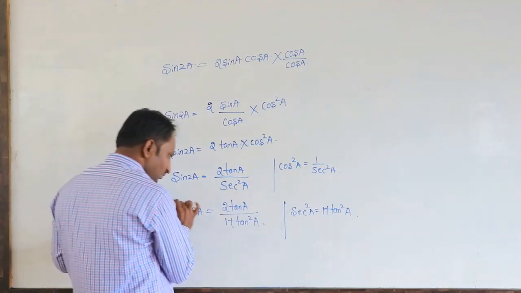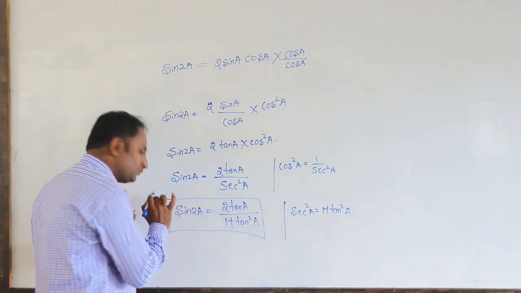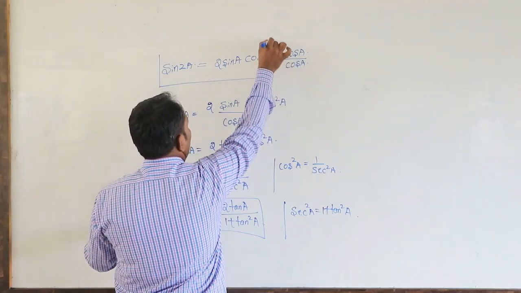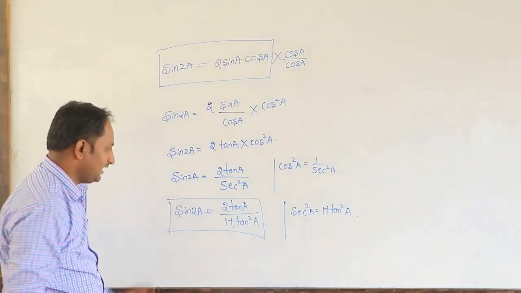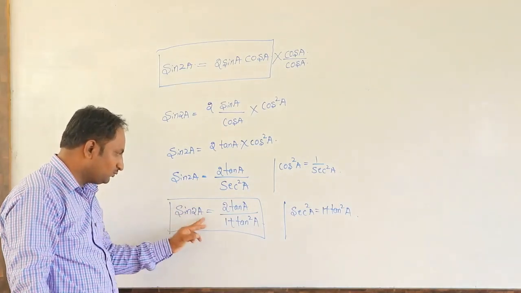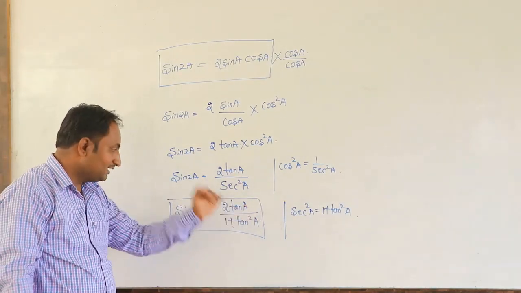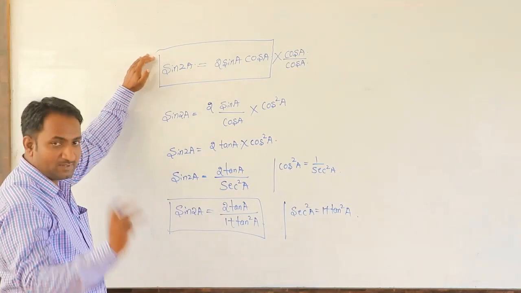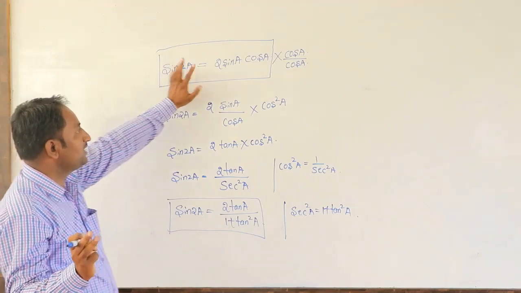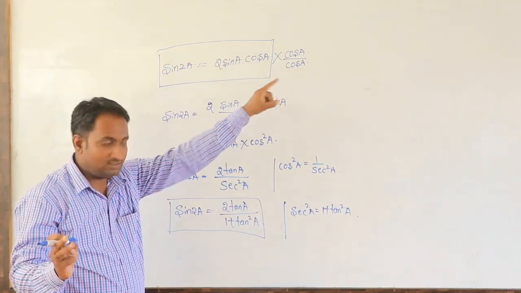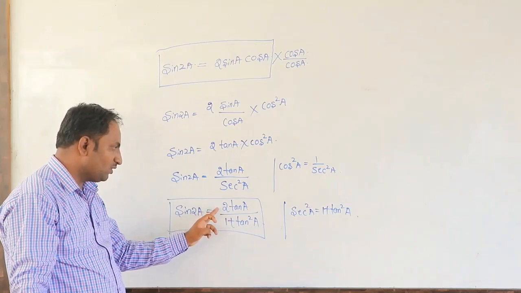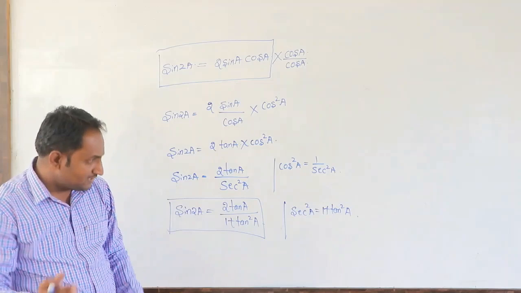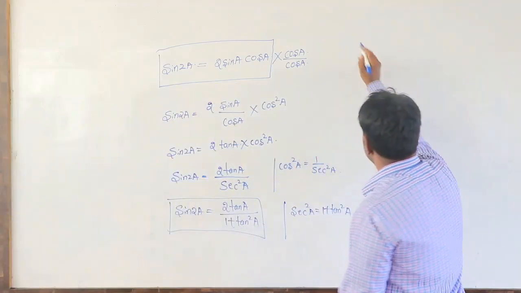This is a very important formula. Sin of 2a gives us two formulas. One is sin of 2a is equal to 2 sin a cos a. Another one is sin of 2a is equal to, in terms of tan, 2 tan a divided by 1 plus tan square a. Similarly, another formula is cos of 2a.